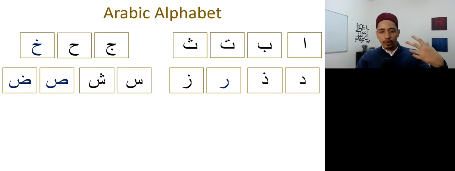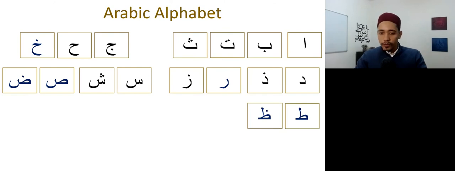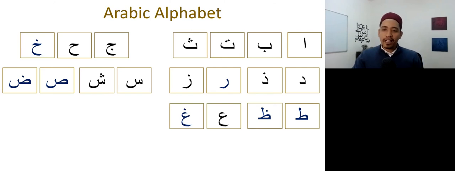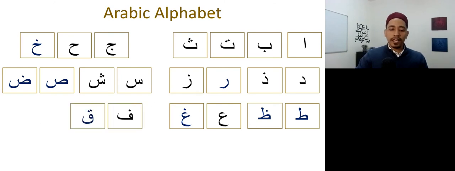Then we started with the heavy letters. Remember the bull tongue? Sod, Dod. The bull tongue. Right? So not Sod and Dod, Sod, Dod, the heavy letters. And also the Ta, Tha. We said we have to make your tongue like a spoon, right? Like a bowl shape. Ta, Tha. Then the Ayn and Ghayn. Ayn, we spoke about it in detail, and the Ghayn was the last of the full letters. Ra, Ghayn. Then we have the Fa.